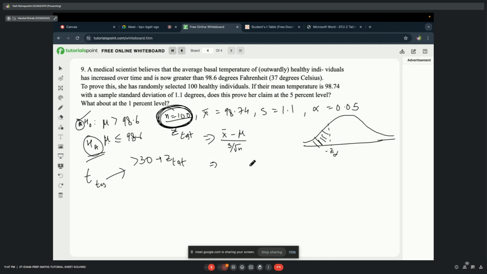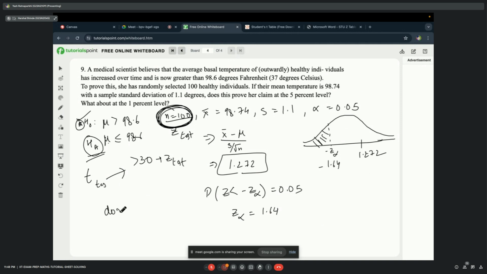Okay, got it. Let me quickly write the direct answer to save your time. I will get 1.272. To find the point, I'll write probability of z less than minus z alpha. I am writing 0.05, so my z alpha will be fairly 1.64. So 1.64 is here, minus 1.64. 1.272 lies on the right hand side. That means I do not reject my hypothesis. Got it? Is it clear to everyone?